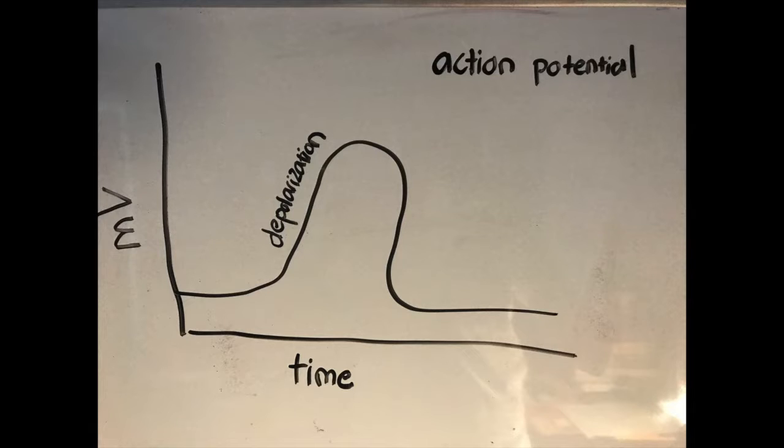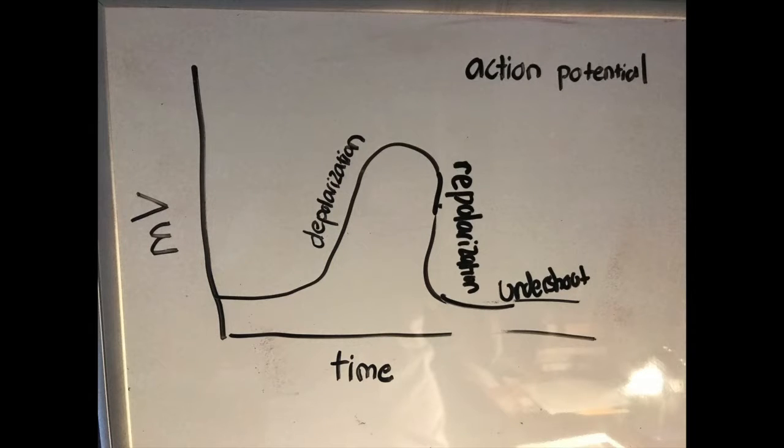Depolarization near one local area in a membrane causes nearby voltage-gated sodium channels to open, and the depolarization process is transferred across the membrane. The moving depolarization is called action potential. Action potential occurs when the membrane potential is at 30 millivolts.